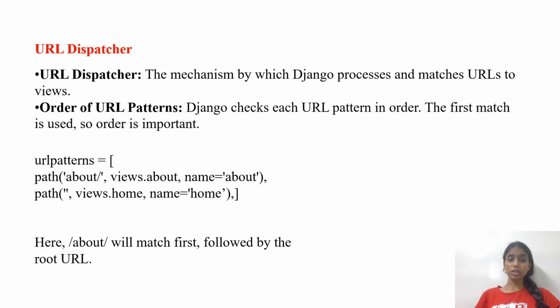So next is the URL dispatcher. The URL dispatcher is the mechanism in which Django processes and matches the URLs to the views. Its role is to connect the URLs to the view functions which we have written in a Python file called views.py. Then the order of URL patterns: Django checks each URL pattern in order. The first match is used, so order is important.